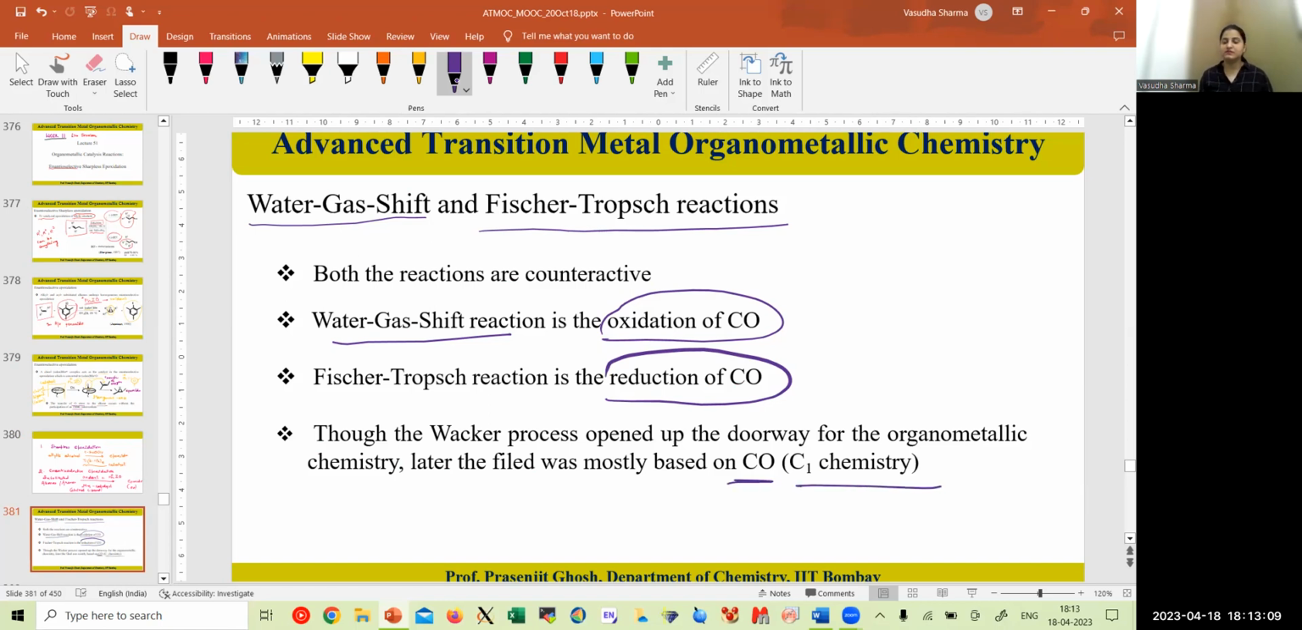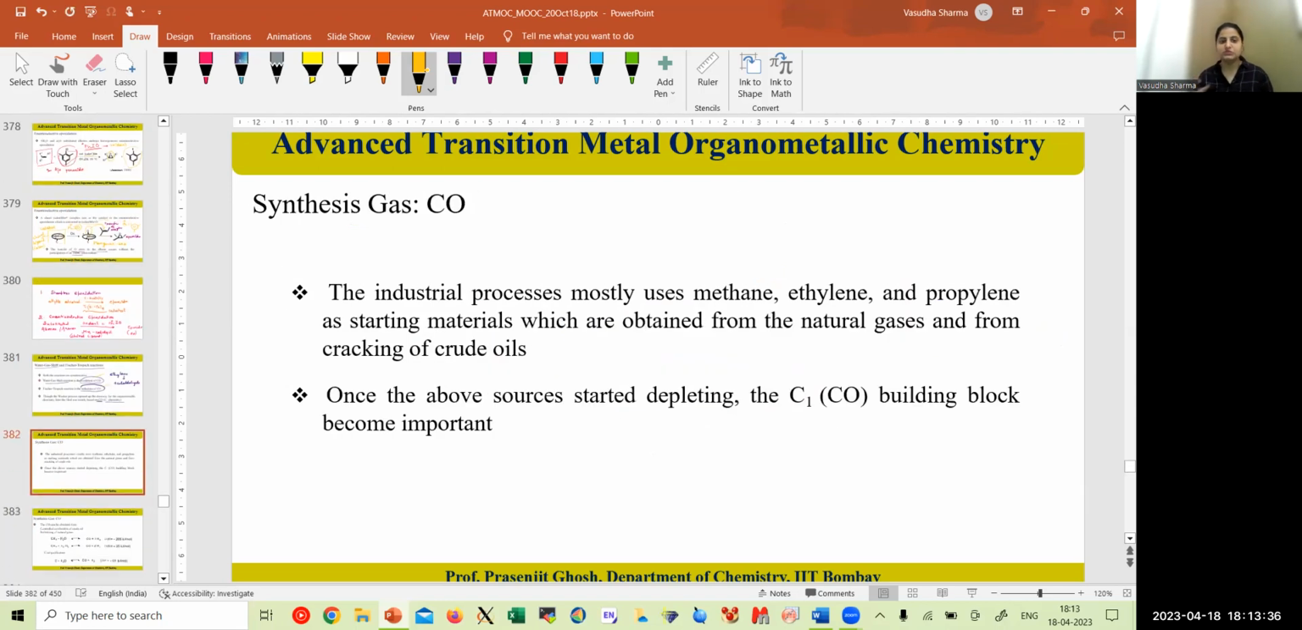In the Wacker process, we have seen how ethylene gets oxidized to acetaldehyde, right? So that was one oxidation, but here mainly the field is now going towards C1 chemistry, and these two reactions are highlighting the oxidation of carbon monoxide and the reduction of carbon monoxide, giving different products. Firstly, the synthesis gas comprises carbon monoxide plus H2.